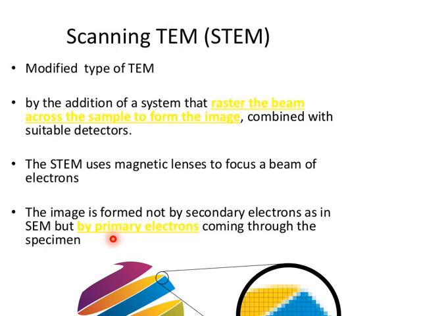Why in the case of scanning electron microscope, we will study it later. In scanning electron microscope, secondary electrons will form the image.